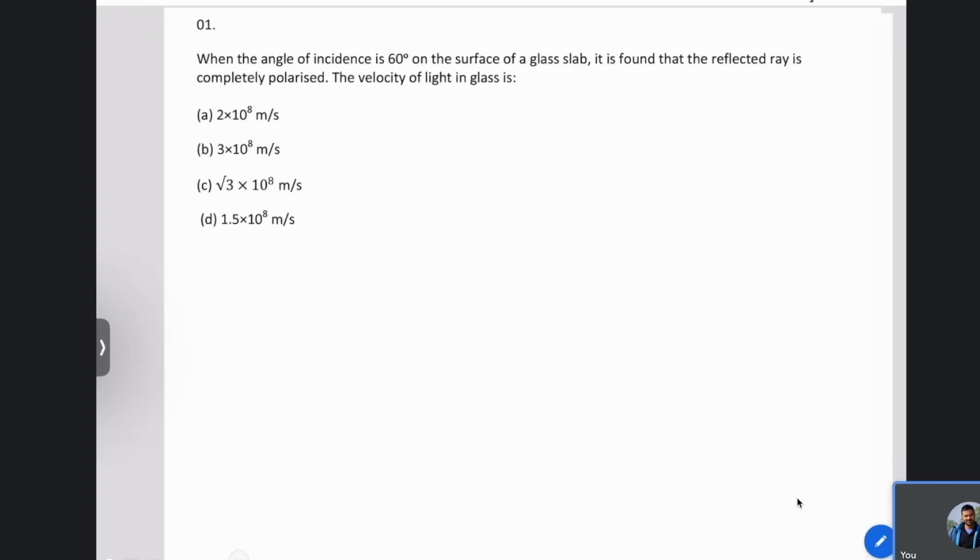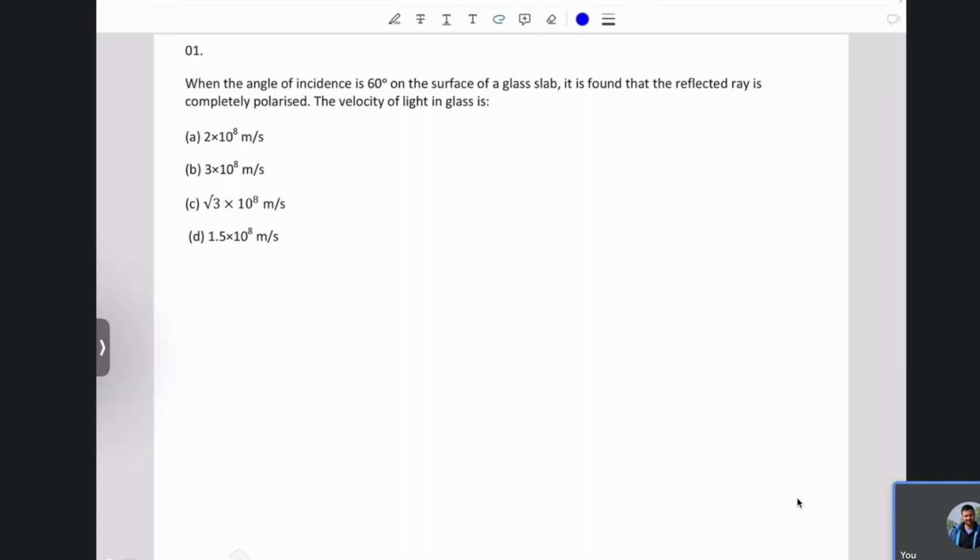so you have a glass slab, something like this. Okay, and this is the normal, and a light is incident at 60 degree. Okay, and it is found that the reflected ray is completely polarized. So reflection will be at 60 degree and it is completely polarized like this. Okay, polarized in a plane. So then it is asked, what is the velocity of light in the glass?